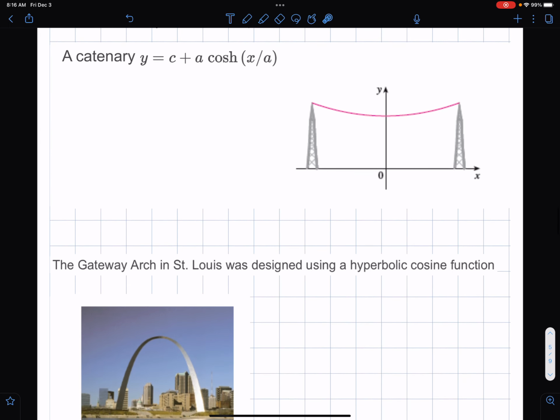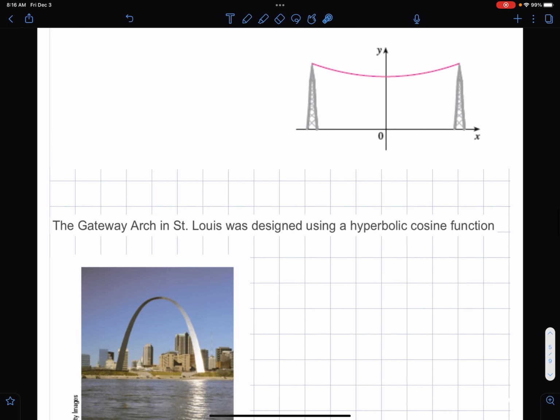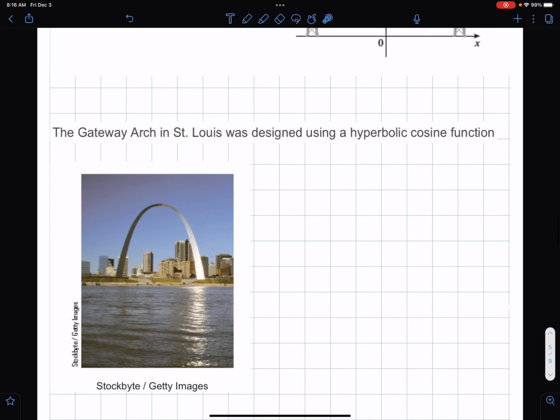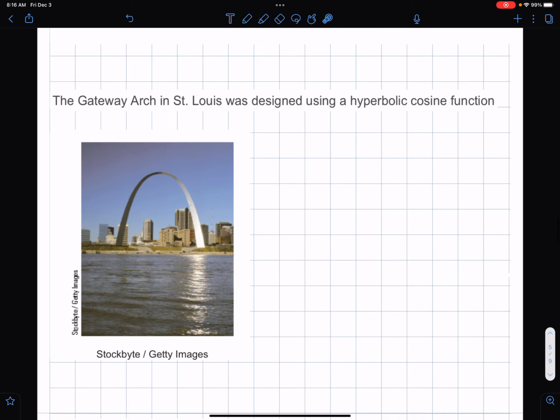Wow. The Gateway Arch in St. Louis was designed using a hyperbolic cosine function. Well, that's a beautiful place. I think when I was a kid, we drove across the country and passed that. I've never been inside. St. Louis, Missouri, right? Isn't that in Missouri?